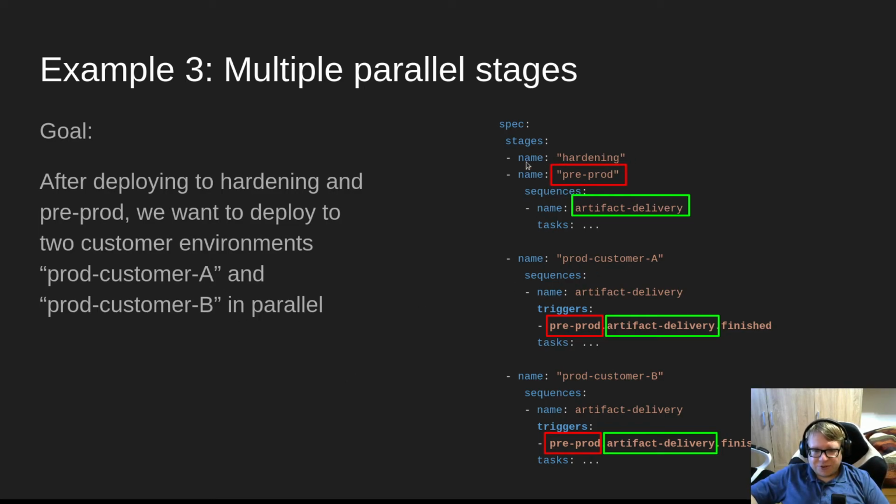So you define your stages, you just list them down here: hardening, pre-prod, customer A, customer B. You define your sequences. For instance, in pre-prod, we have the sequence artifact delivery and some tasks that we are not going to go through right now. And then for customer A, we define the trigger is preprod.artifactDelivery.finished. So it's the stage name of the stage that it should be triggered by, dot the sequence name, dot finished. And for customer B, we just copy it. It's the same trigger, preprod.artifactDelivery.finished. So with this, we have the stages split in parallel and the tasks will run in parallel.